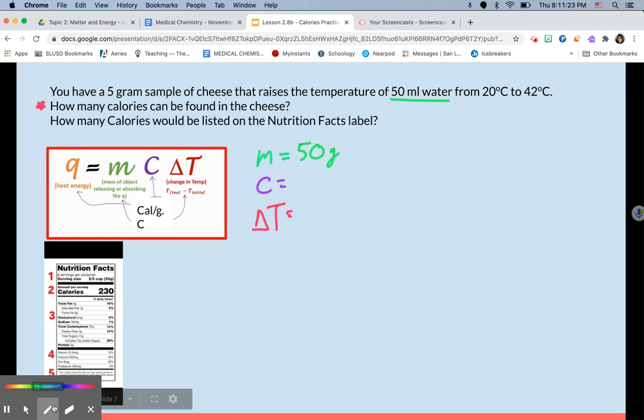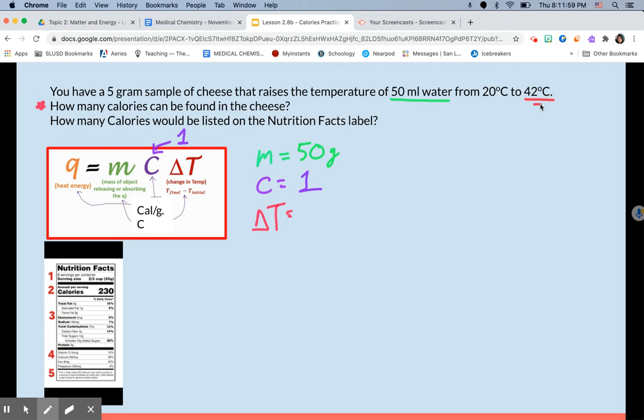What is C? C is our specific heat of water, and it is always 1, right? So if you just want to write that in your notes, specific heat when we're calculating calories of food is always going to be 1. What about delta T, or our change in temperature? Right. So here, our change in temperature, notice that it says raises the temperature of 50 milliliters of water from 20 to 42 degrees.